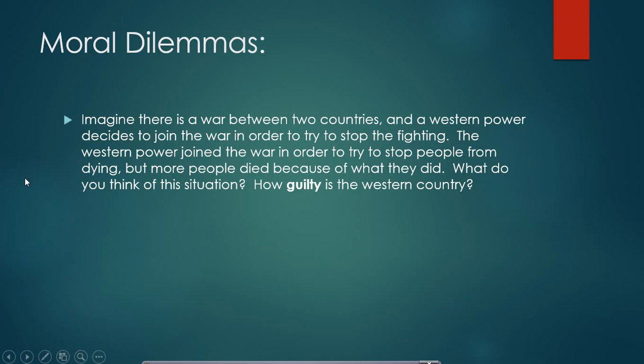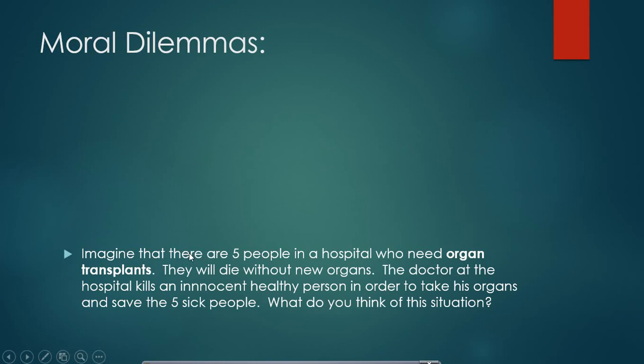I remember this from philosophy class too. I think they were talking about utilitarianism. Imagine there are 5 people in a hospital who need organ transplants. They will die without new organs. The doctor at the hospital kills an innocent, healthy person in order to take his organs and save 5 sick people. What do you think of this situation?